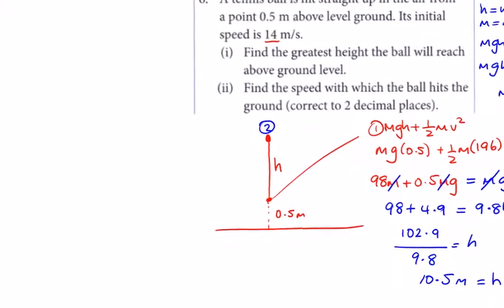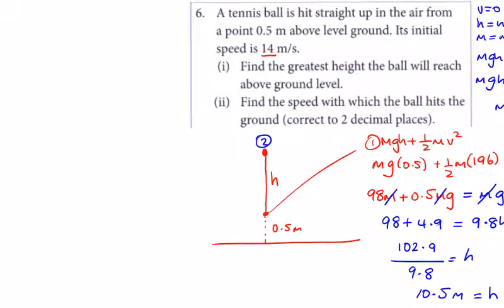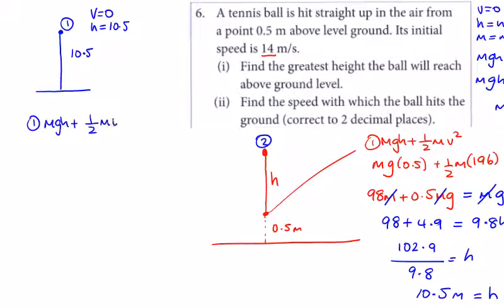Part 2, the speed when it hits the ground. So we've got another diagram to draw. So now we have the tennis ball above the ground. We found the answer to be 10.5 for the max distance above the ground. So now we have scenario 1 up here, where velocity is going to be equal to 0, where height is going to be equal to 10.5. So for scenario 1, mgh plus a half m v squared is going to be m times g times 10.5 plus 0, a half m by the velocity squared is 0. So it's just 10.5 mg.